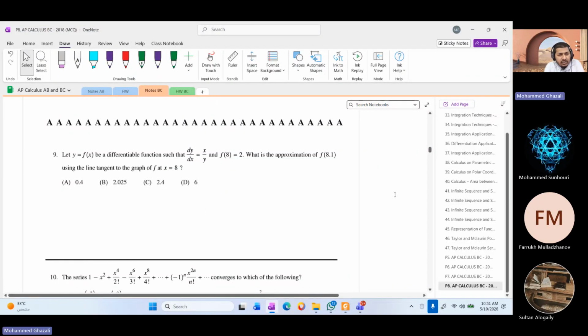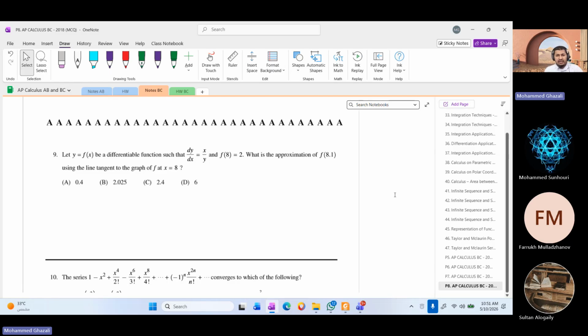Let y equals f of x be a differentiable function such that dy/dx is equal to x over y. f of 8 is equal to 2. What is the approximation of f of 8.1 using the tangent line approximation?